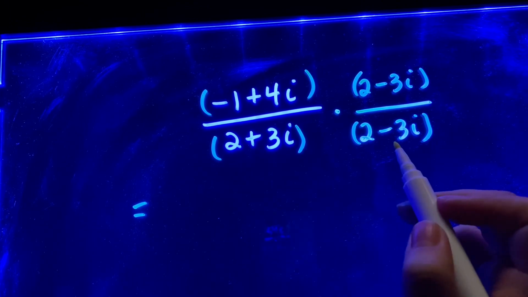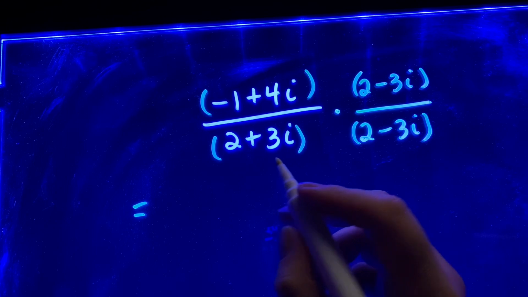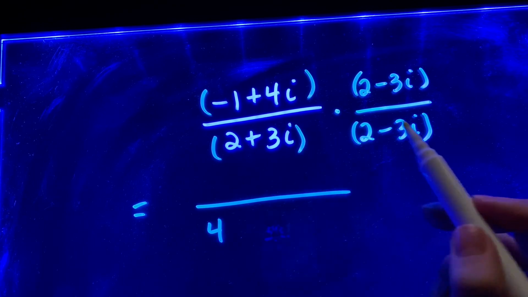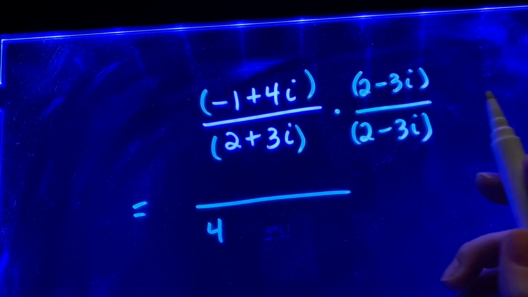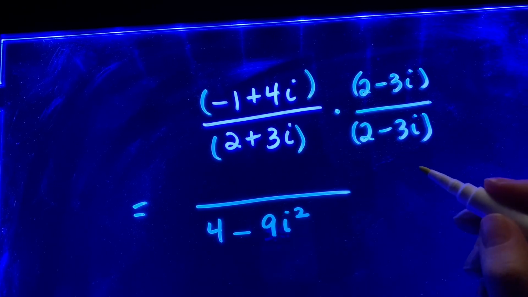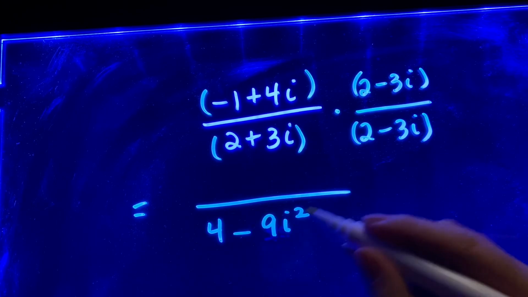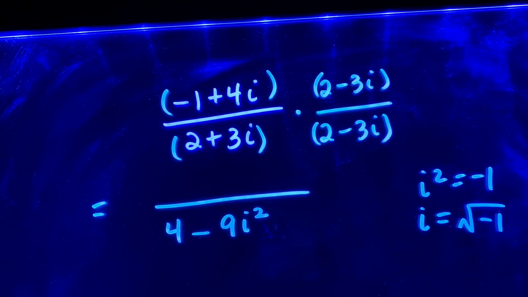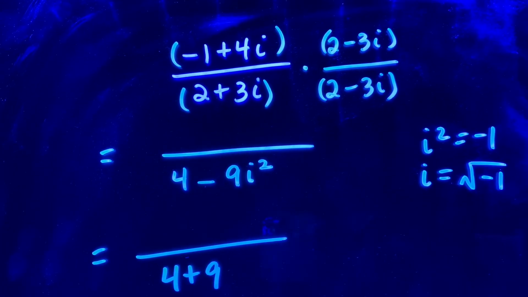Use FOIL if you want, but shortcut, square this for first number, 2 squared is 4. Then we have minus 3 times 3 is 9, i times i is i squared. Write it if you need to, 9i squared. But if you can do it in your head, do 4 plus 9, because i squared is -1. That's all you need to know, V. Don't forget, i is the square root of -1, and i squared is therefore -1. Good job. 4 plus 9 is 13. That's going to be our denominator.